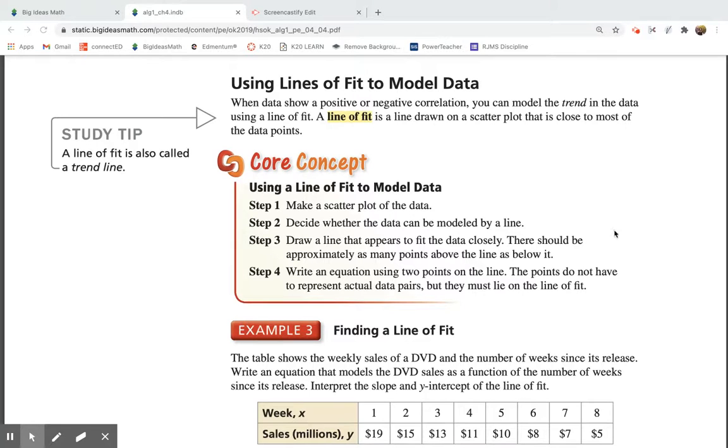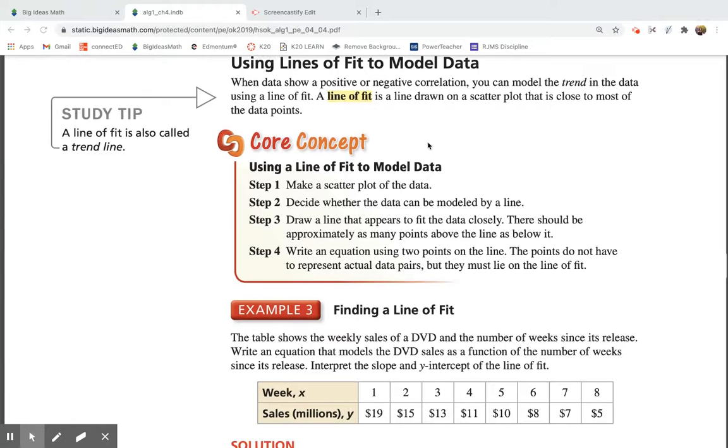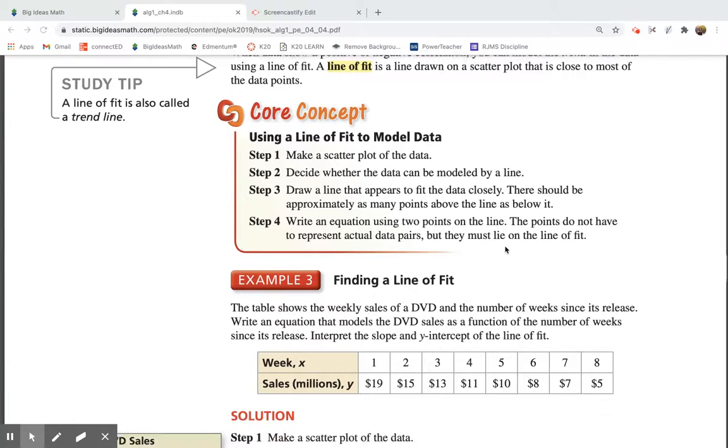So yours might be a little off from someone else's. That doesn't mean it's wrong. You're just trying to choose the line that best hits all your points. It's not going to hit every single one of them. That's the whole point of scatter plots. So the first thing you have to decide is if it can even have one. It has to have positive or negative correlation for you to draw a line of fit.